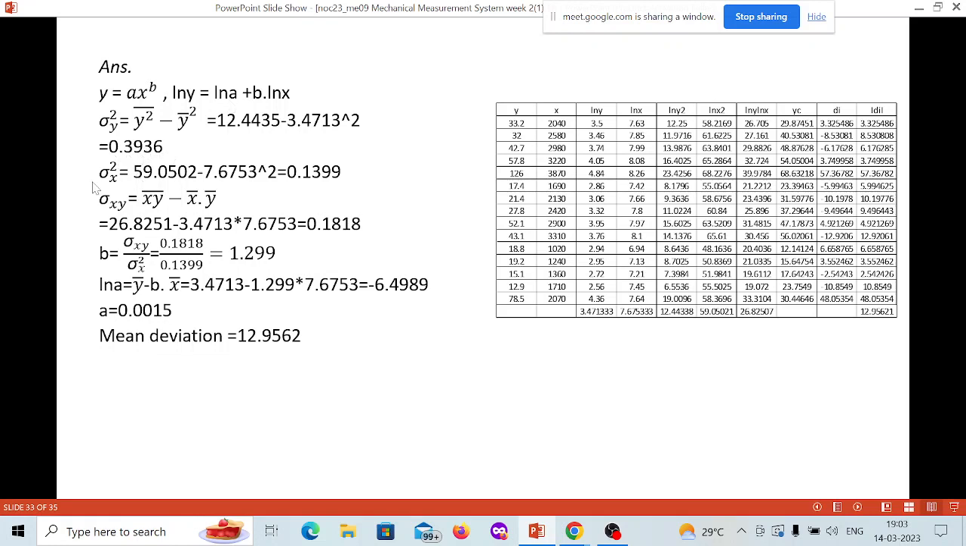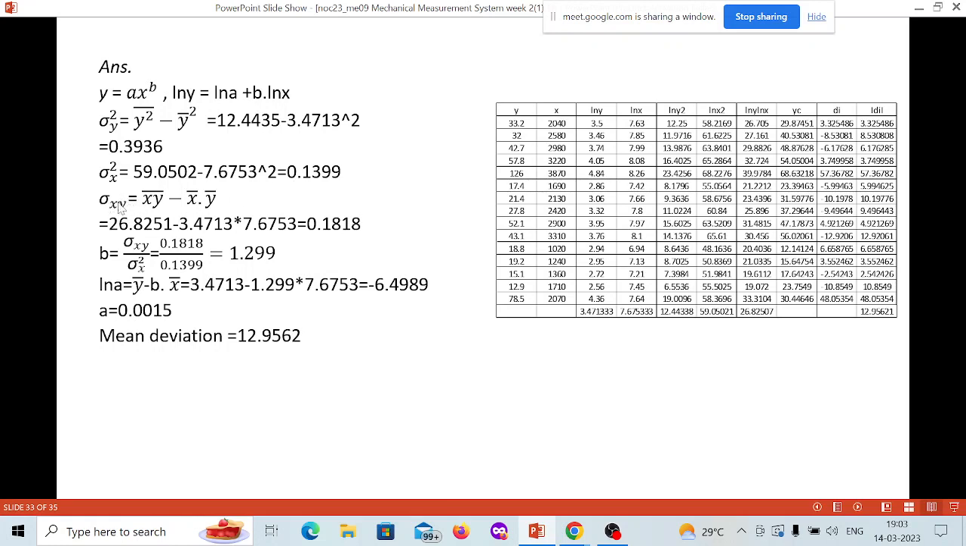The same is for sigma x square. We calculate sigma x square, which is x square mean minus x mean the whole square. So in this case we'll have the x square mean as 59.05, and the same x and y are ln x and ln y respectively, and the x mean the whole square is 7.6753 whole square. So that will give you a sigma x square value of 0.1399.